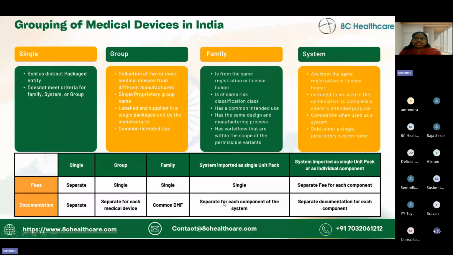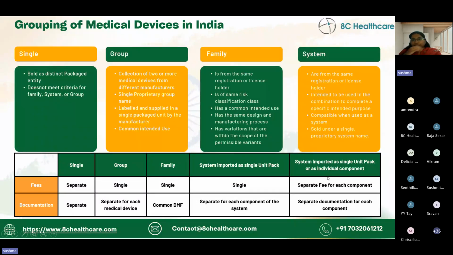If the system is imported as a single unit, and also at a later stage, individual components will be imported depending on the requirement provided by the health physician, then a separate fee for each of the components has to be paid, and also separate documentation for each of the components has to be submitted to CDSCO in order to submit the applications. So these are a few of the grouping guidelines that you need to follow for medical devices.